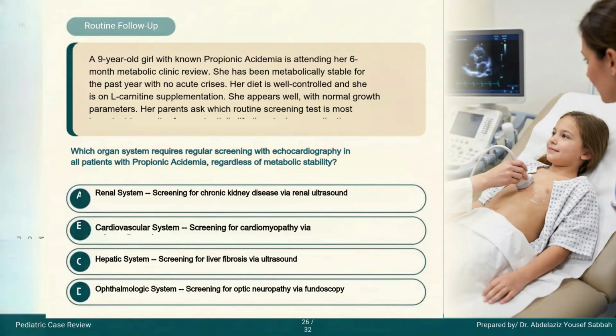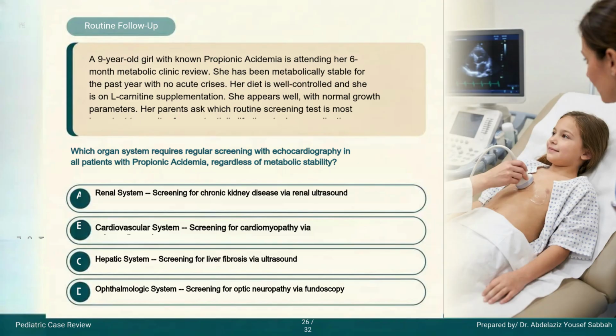Case 13. A 9-year-old girl with known propionic acidemia is attending her 6-month metabolic clinic review. She has been metabolically stable for the past year with no acute crises. Her diet is well controlled and she is on L-carnitine supplementation. She appears well, with normal growth parameters. Her parents ask which routine screening test is most important to monitor for a potentially life-threatening complication.